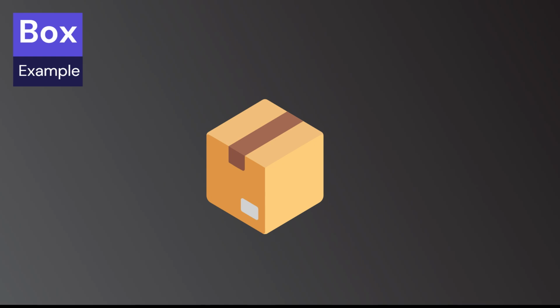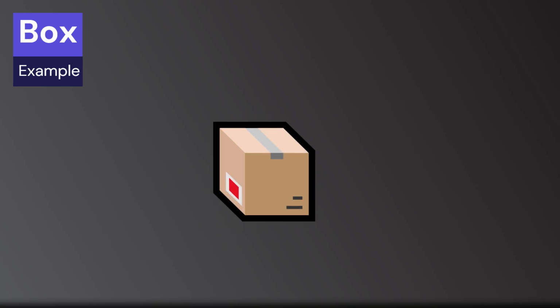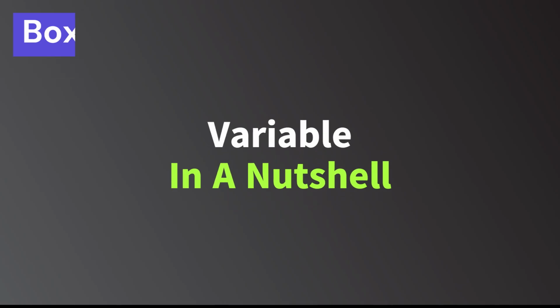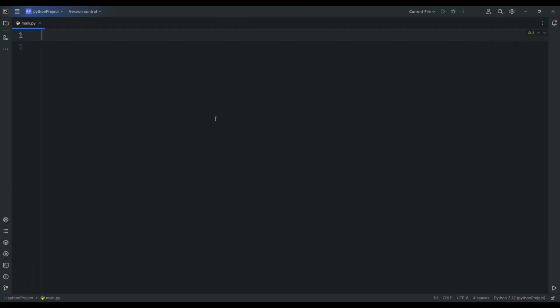Imagine you have a box and you label it age. Inside that box you place the number 25. So whenever you refer to the age box, you know it contains the number 25. So that's a variable in a nutshell. So let's jump into some code.